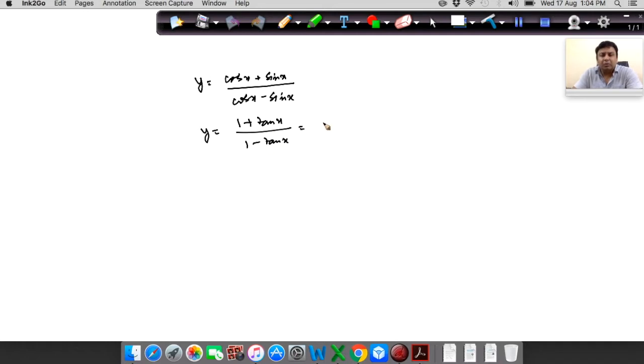Now you know from class 11th knowledge, 1 plus tan x upon 1 minus tan x is nothing but tan of 45 plus x, using the tan a plus b formula. Hence dy by dx will be equal to sec square of pi by 4 plus x. Hence proved.